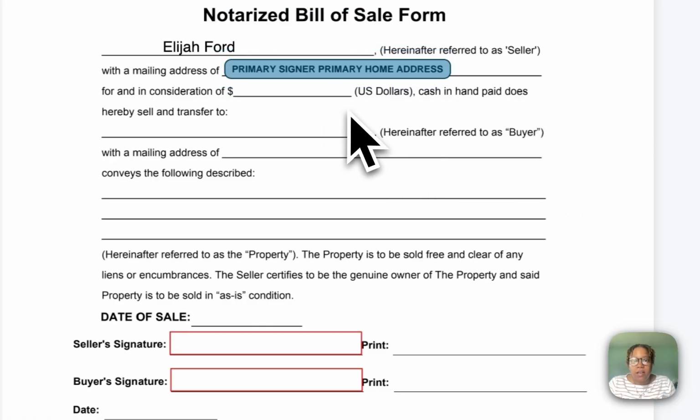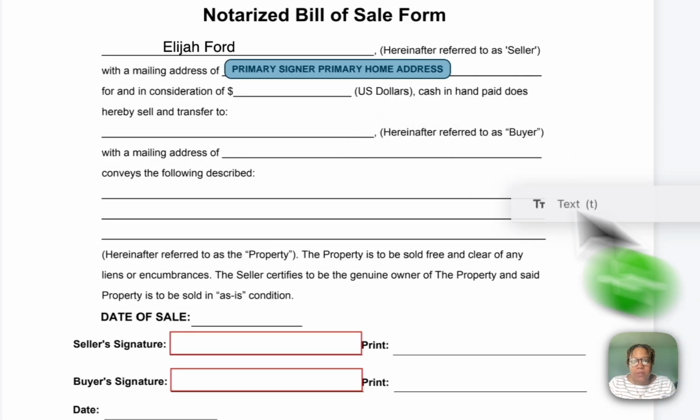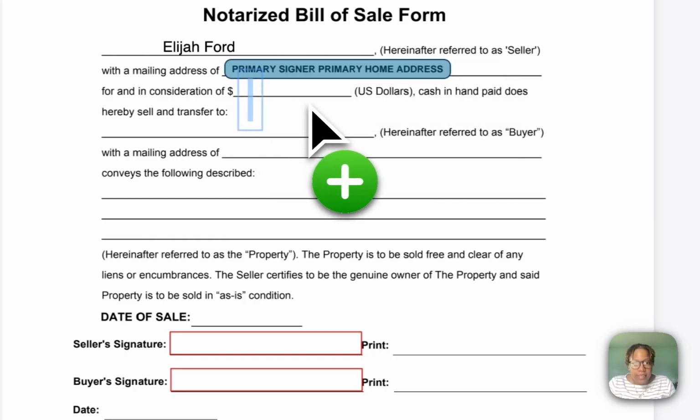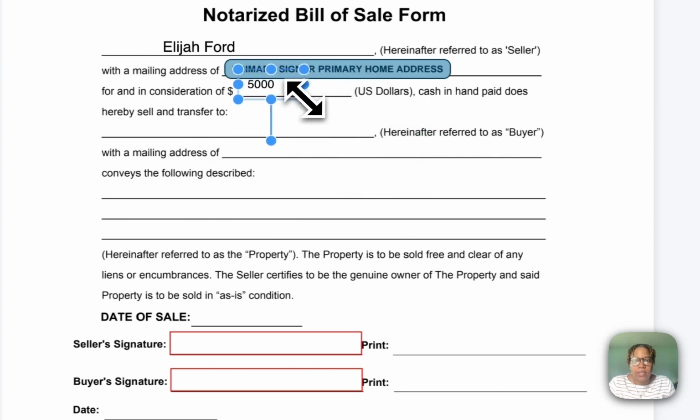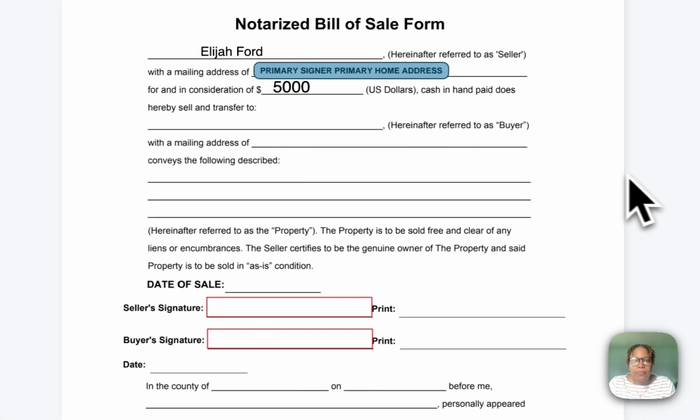And in consideration of the money that whatever is being sold costs, let's put a text box here and let's say it's $5,000, and we're just going to make this a little bit smaller here. So Elijah is selling something, and let's say it's a car. Elijah is selling a car to someone else. So let's put this other person's information here. This person is also going to be a signer on this document, but Elijah didn't tell us that. So now we need to invite this person, and the person's name is Bob.